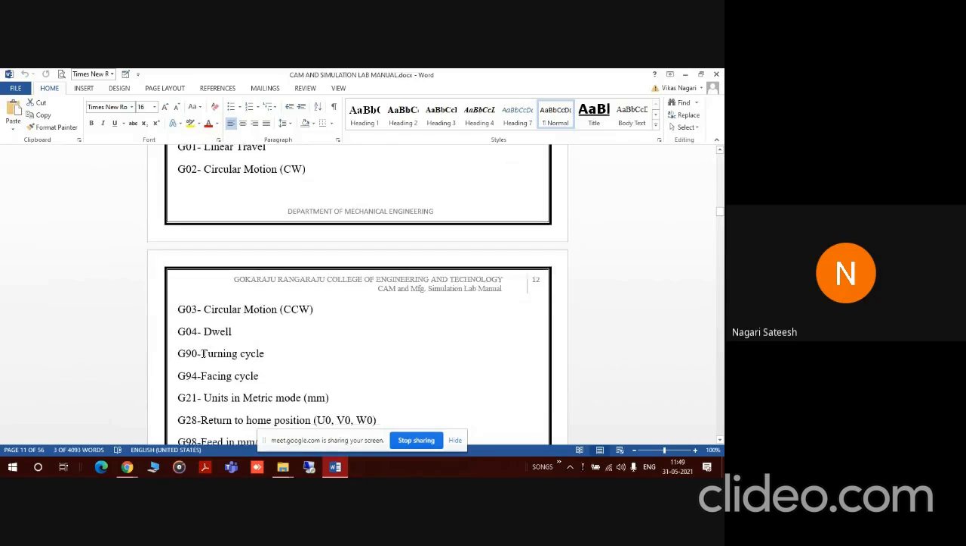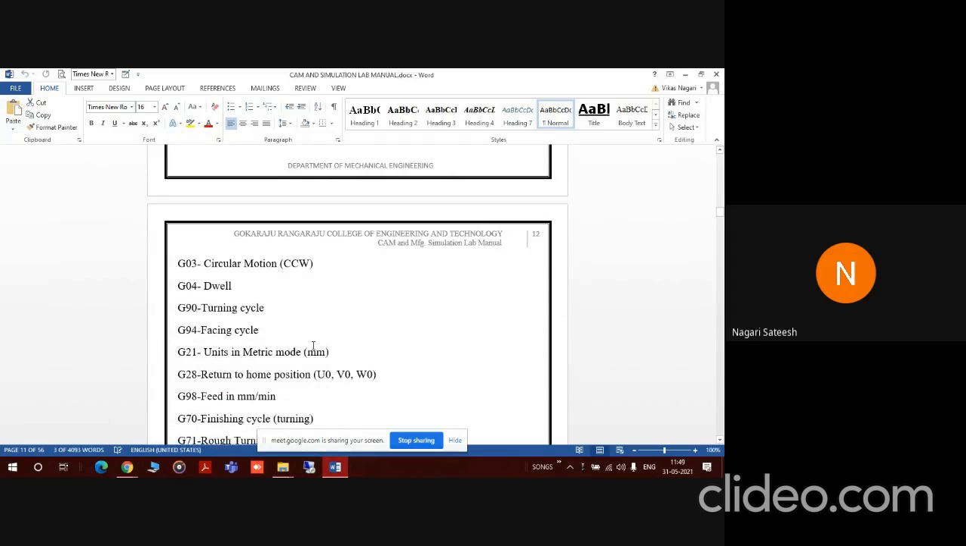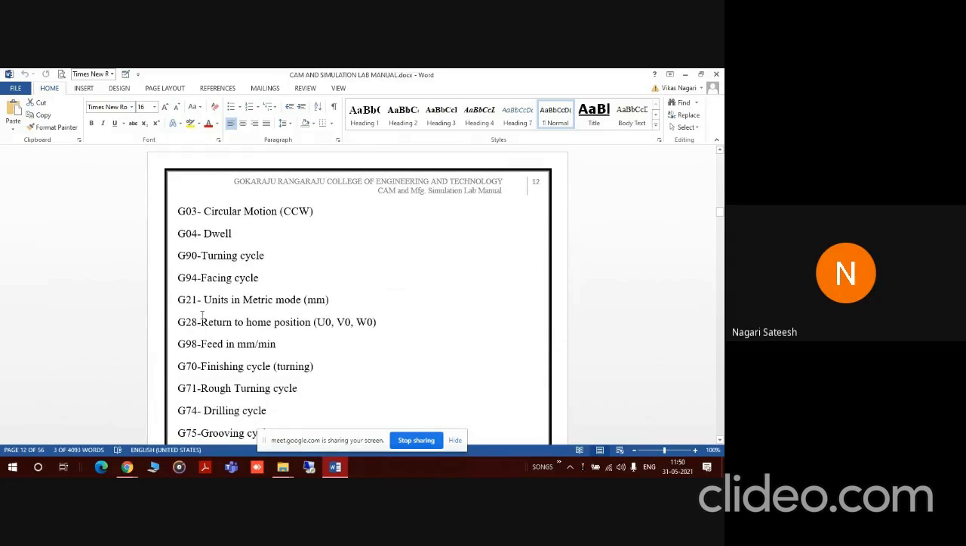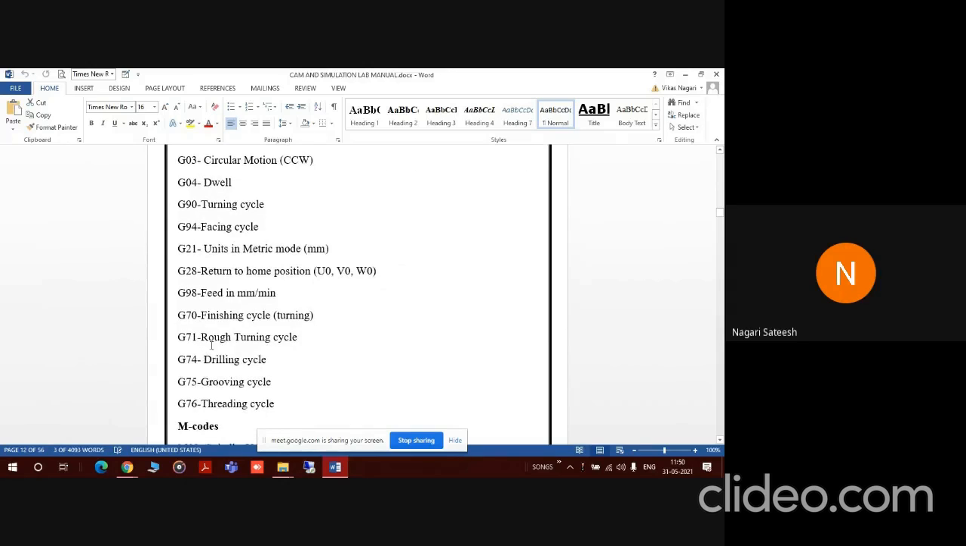G90 is your main turning cycle. G94 is the facing cycle. Turning cycle means you have to reduce the diameter along the length, and for the facing cycle you have to reduce the length along the face. For that, you have to use the G94 cycle. And I told you G21 is mm mode, G28 is return to home position, with U0, W0. And G98 is speed in mm per minute. I told you if it is mm mode, it will be in mm per minute. If it is inch mode, it is inch per minute. Mainly, these are the two very important cycles. Finishing cycle.